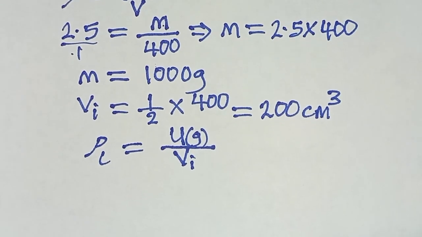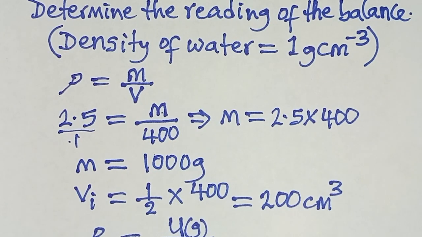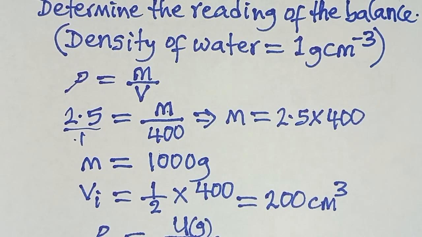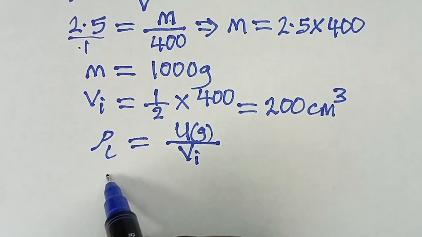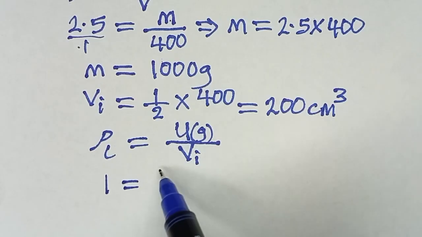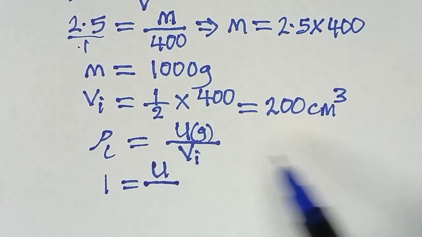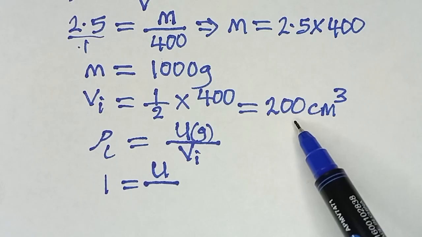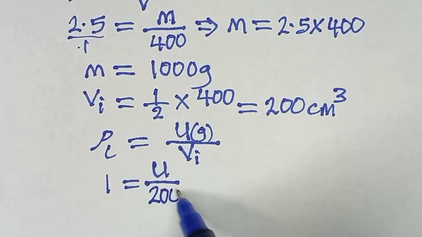So let's substitute values. The density of the liquid is that of water now, because the object is immersed in water. So the density of the liquid is 1 gram per centimeter cube, and it's equal to the upthrust, which is what we want to calculate, all divided by the volume immersed. Don't forget, the volume immersed is what we just calculated as 200, half of the original volume.